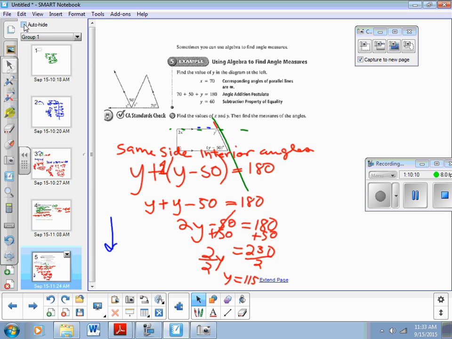Any questions on that part right there? How I figured out what y is? Do you understand the reasoning? Those were same side interior angles. That's why they were set up to add up to 180. Had they been alternate interior angles, then we would have set them equal to each other if the lines were parallel. Or if they were vertical angles, they're always equal to each other. So all of these terms that we've been using, the more you practice doing them, the more you'll learn them.